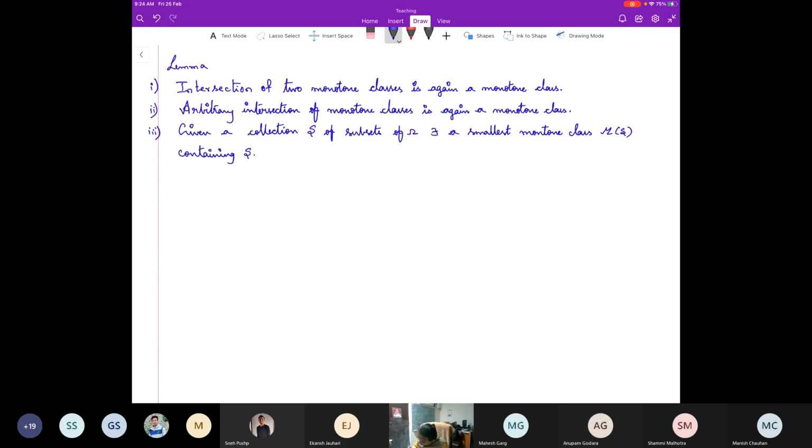So now, if you have a collection S of subsets of omega, I have one, which is sigma of S, and the other one, the monotone class. In fact, the monotone class is always contained in the sigma algebra generated by S.